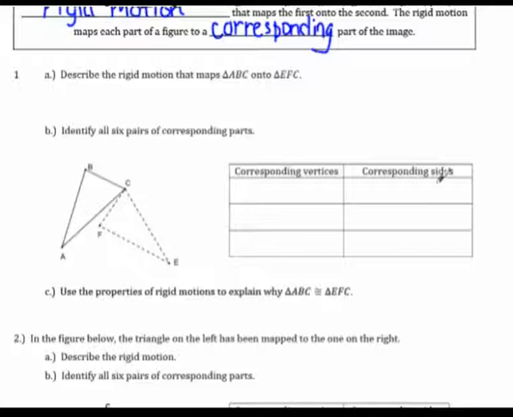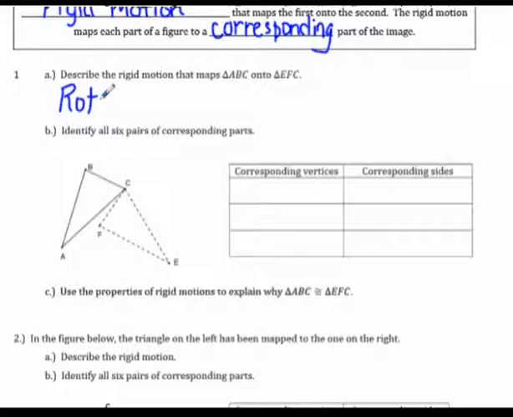So let's go back to the worksheet. So 1A asks us to describe the rigid motion that maps triangle ABC onto EFC. If you look at the ordering of the letters, it's actually really important here because the first letter A will map onto the first letter there, E. So A is mapping to E, the middle B is mapping to the middle F, and C is just going to stay as C. Okay, so when we look at this, using those letters, we can tell that a rotation took place. So we have a rotation.